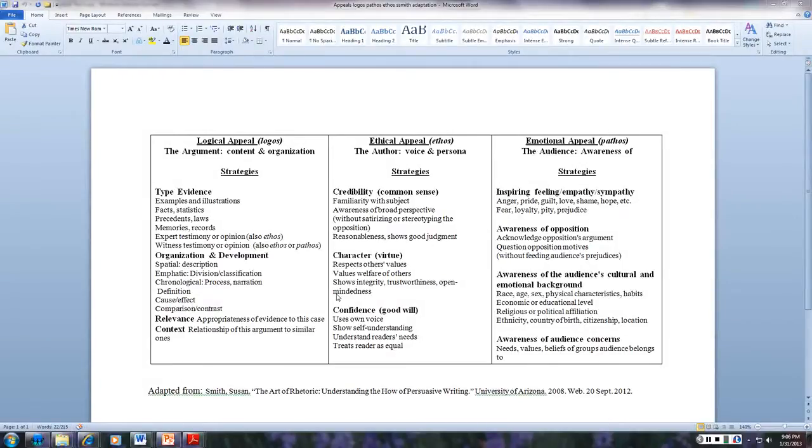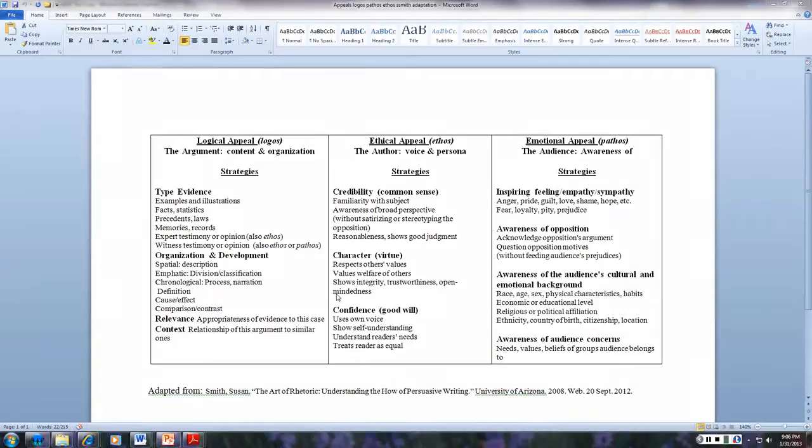When we talk about ethical appeal or ethos, we're talking about the speaker, their voice and their persona. Now, obviously, you don't know everyone's reputation. Therefore, you establish your reputation within the text. Whether or not you're credible, you use common sense.